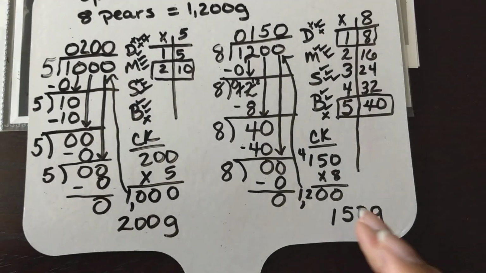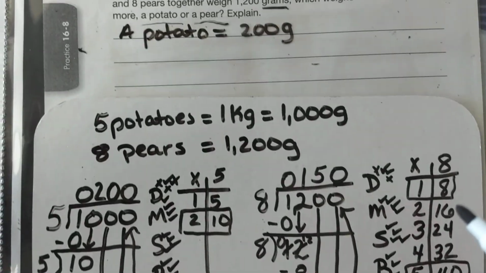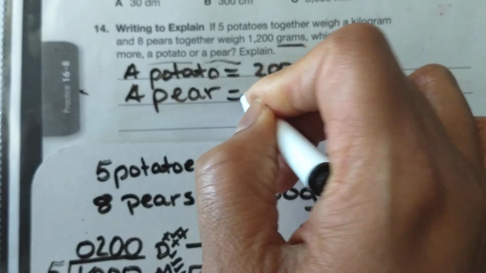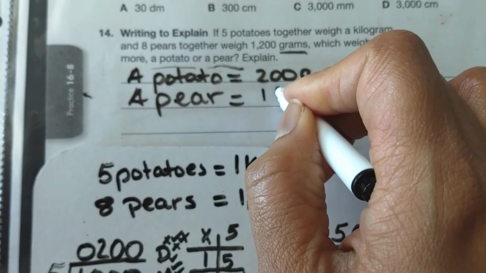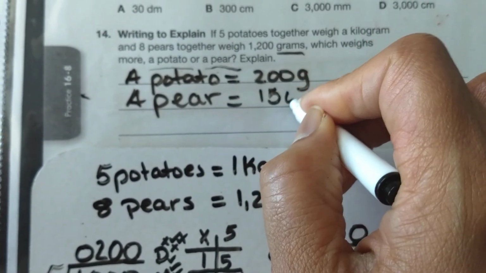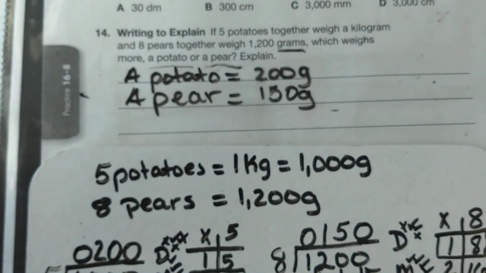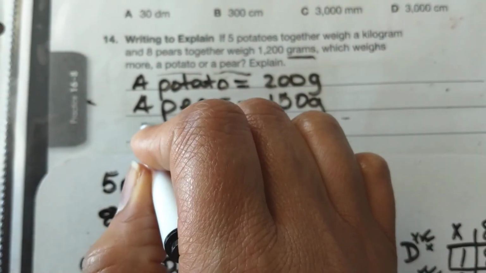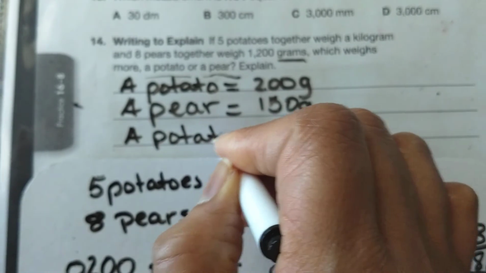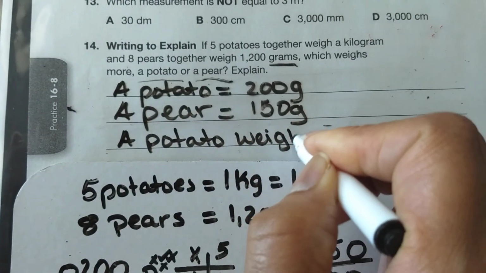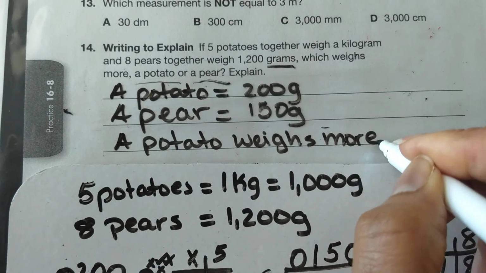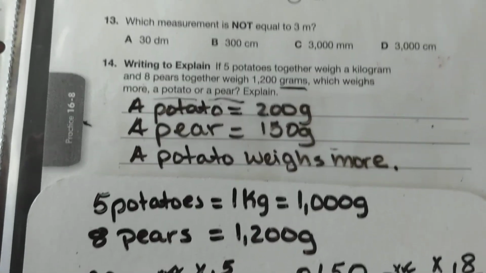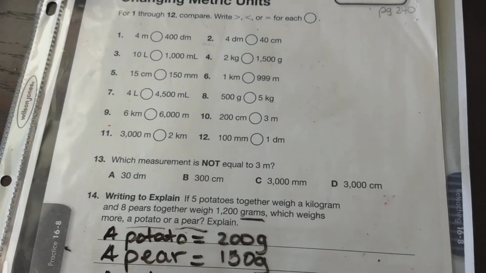That's my math. Okay? And now I go back to my paper and I need to write my answer here. A pear is equal to 150 grams. And your question asks, which weighs more? Which weighs more, potato or a pear? You would say a potato weighs more. And that's it.